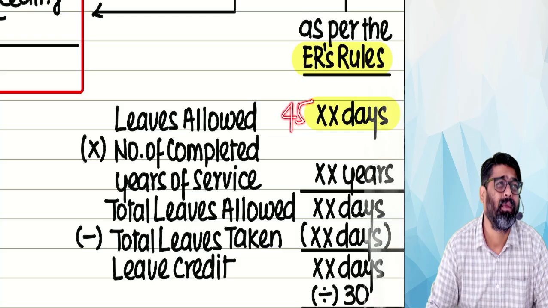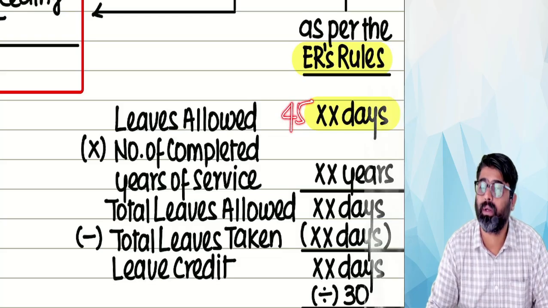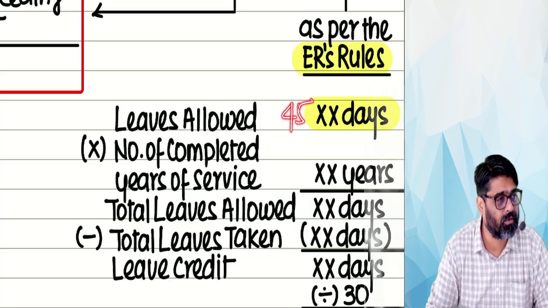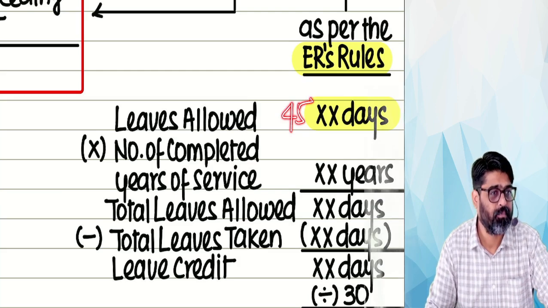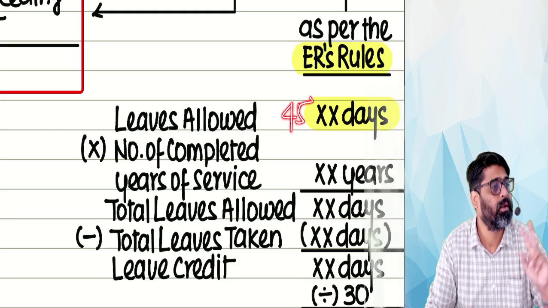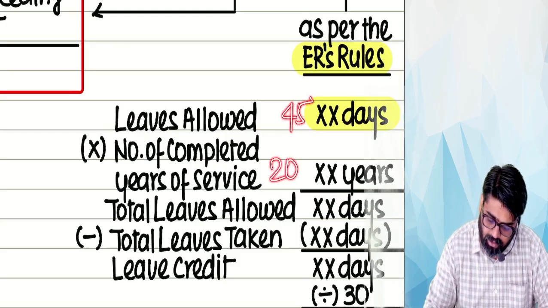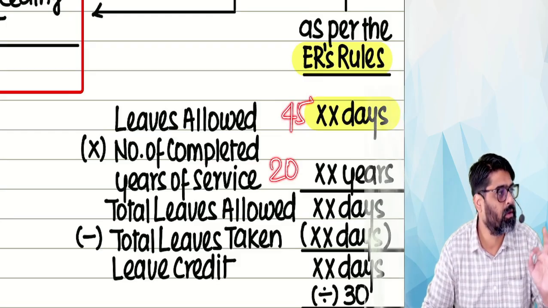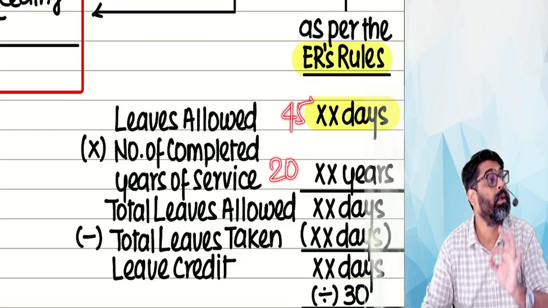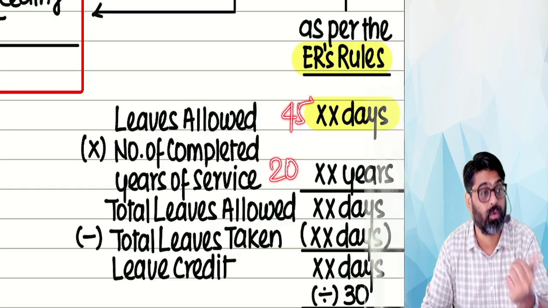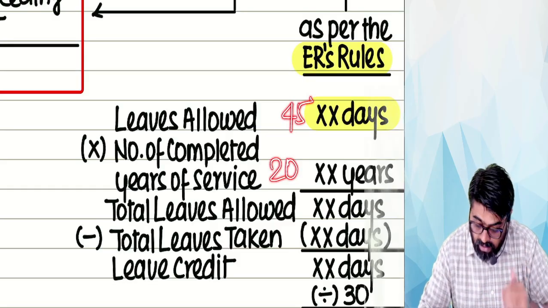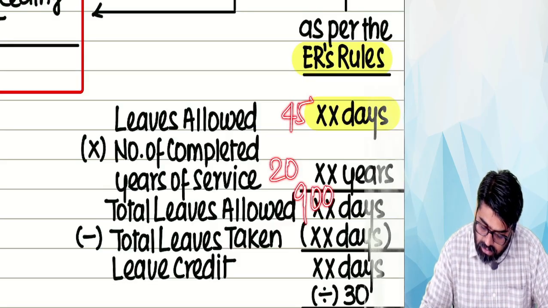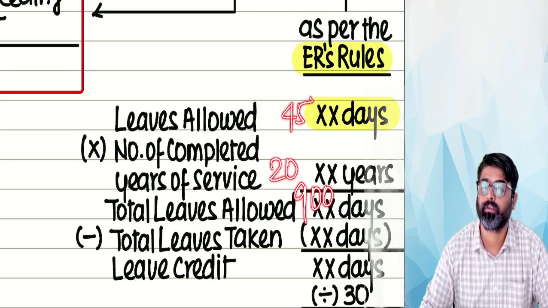So tell me, for example, if we take 20 years of service, before your retirement you have completed how many years? 20 years. So multiplied by 20, every year 45 days. So for 20 years, how many days of leave did the employer allow? Total leaves allowed by the employer was 900 days. Yes or no?